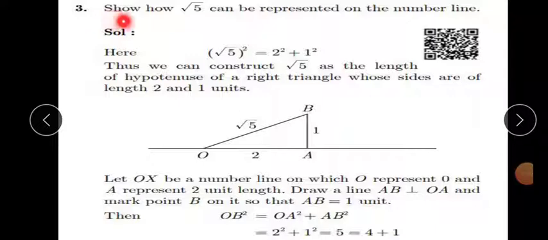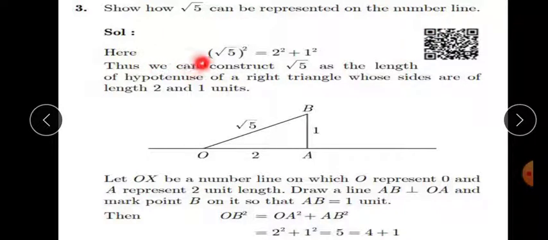Now let us come to a very important question. Students, listen, this question is very important. All of you practice this question repeatedly and try to understand nicely. Show how root 5 can be represented on a number line. That means how we can draw root 5 on a number line.